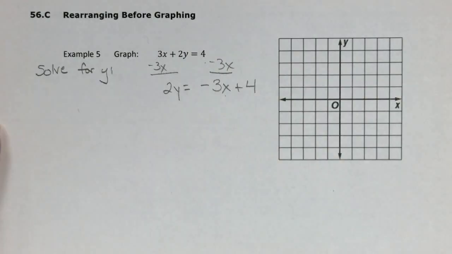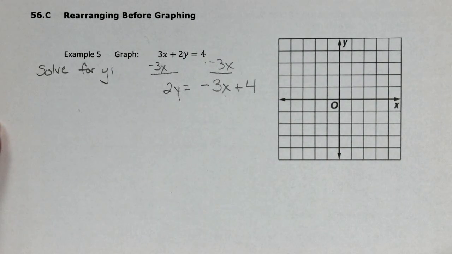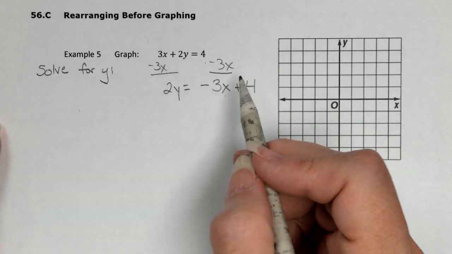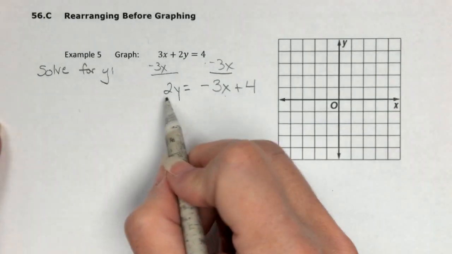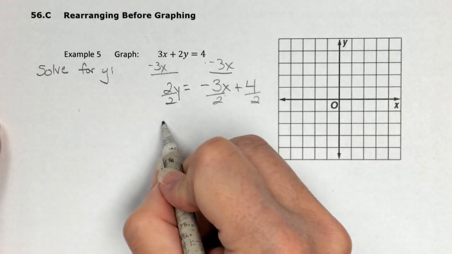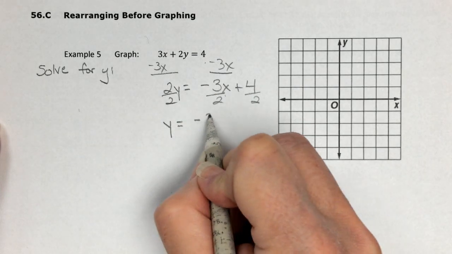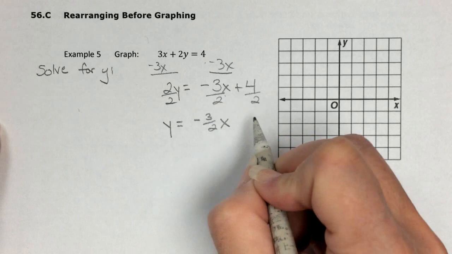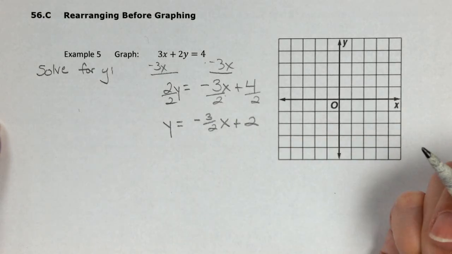Sorry. Hopefully this will refocus. Get in the habit of putting the x term before the constant. You'll thank me later. Alright, so negative 3x plus 4. Divide everything by the coefficient of y, because that's the one we're solving for. y equals negative 3 halves x plus 2.